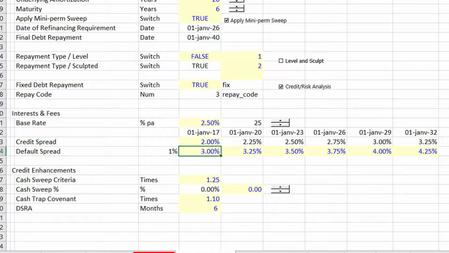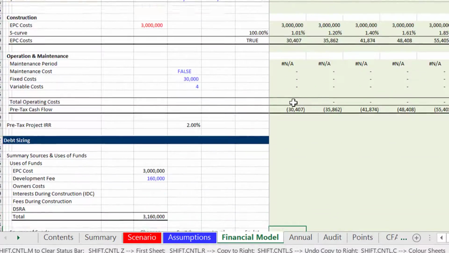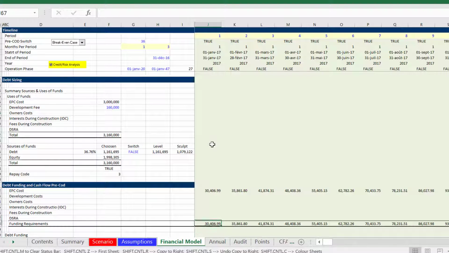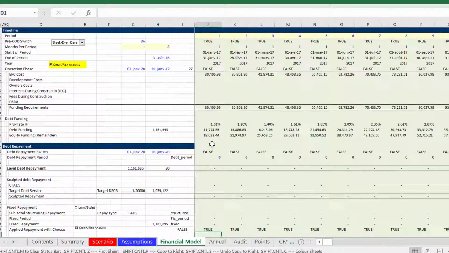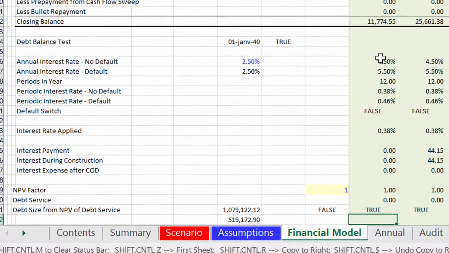Now when we go into our financial model, I'm not going to type anything in. We start with all the operating analysis, and it's a nice, simple operating analysis. You don't have to spend a whole lot of time on that. And then we have our funding analysis, and then we have our debt repayment. And under the debt repayment, then we really go through our interest. And our interest, we can put the interest rate without a default, and then with a default.